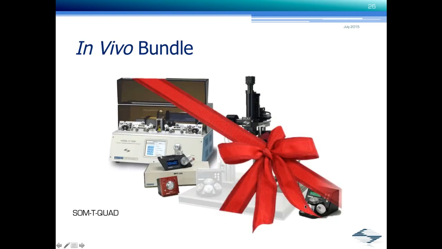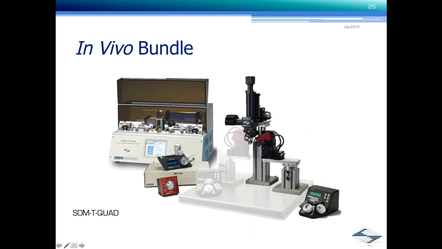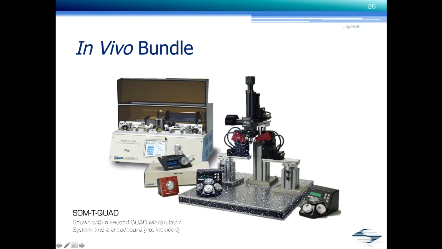A bundle more recently introduced is the In Vivo bundle, here shown with a SOM and 1 quad unit. It even includes a P1000 puller. And as a serving suggestion, you could add a second quad unit, and obviously the whole thing will be mounted either on a breadboard or on an Airtable. I'll get to that in a second.